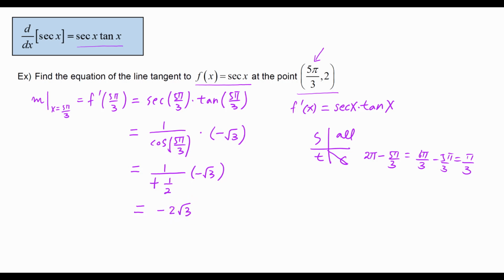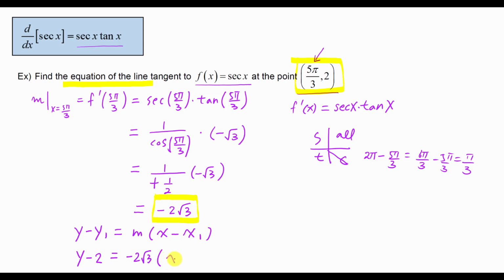So that's the slope. So you found the slope and you have an ordered pair point. So now to find the equation of a line, you can use the point slope form of a line. And because it didn't say what kind of equation they want, you can actually leave it in point slope form. And point slope form of a line was y minus y1 equals m times parenthesis x minus x1. So I just plug it in. Y minus 2 equals my slope, negative 2 radical 3, times parenthesis x minus 5 pi over 3.